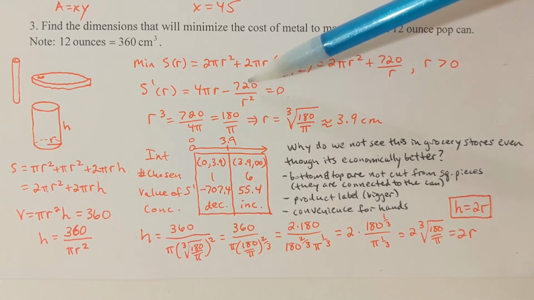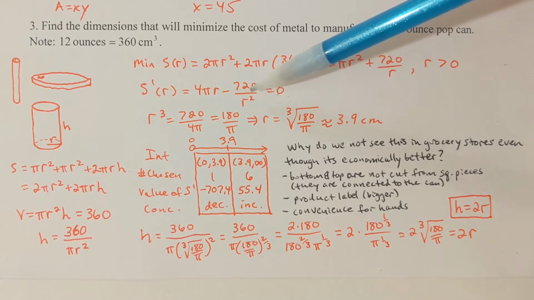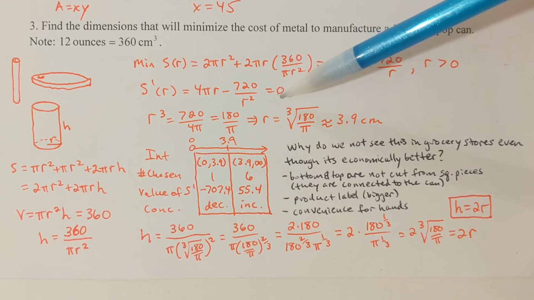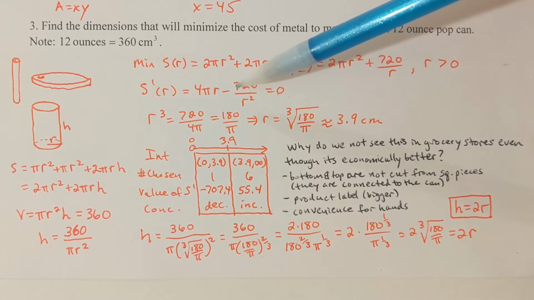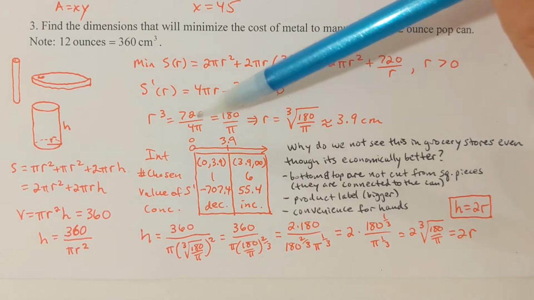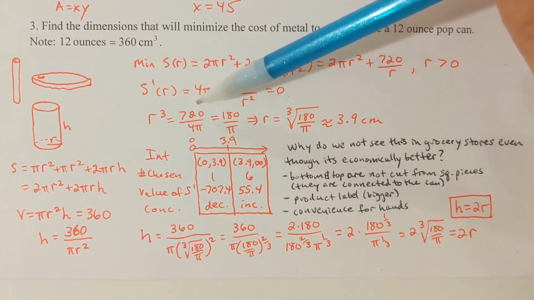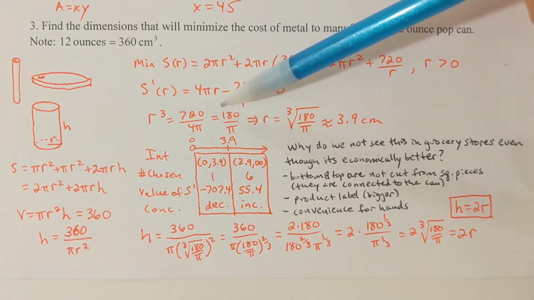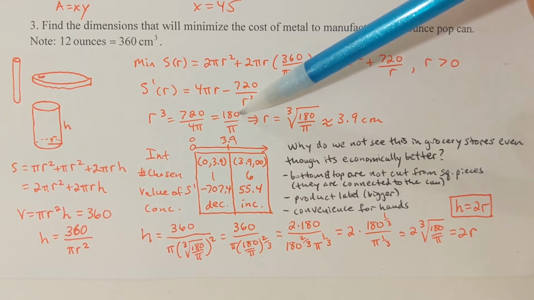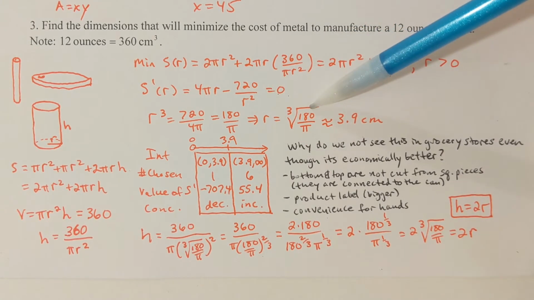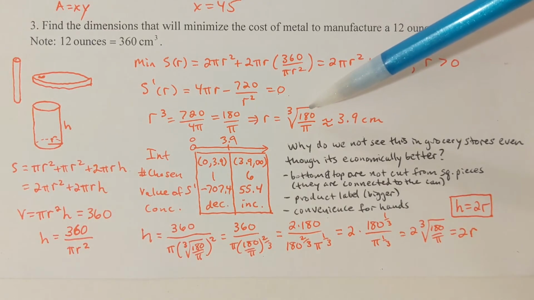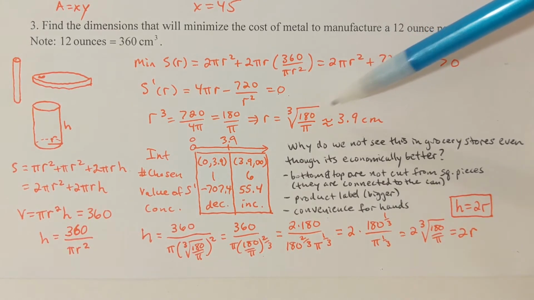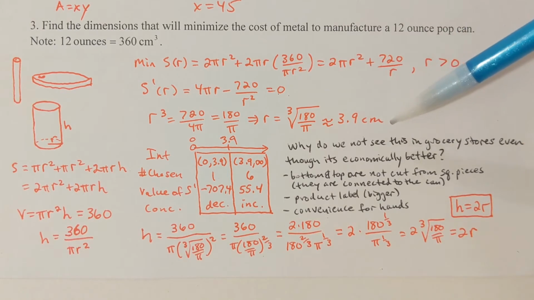Okay, and if you solve this equation for r, add 720 over r squared, multiply by r squared, and then divide by 4 pi, then r cubed is equal to 720 divided by 4 pi. Take the cubed root of both sides, and you get r to be the cubed root of 180 over pi. That would be roughly 3.9 centimeters, okay, if you're using decimal form.